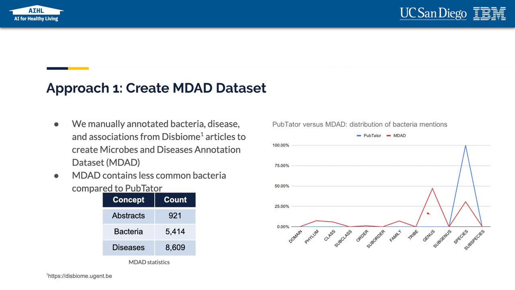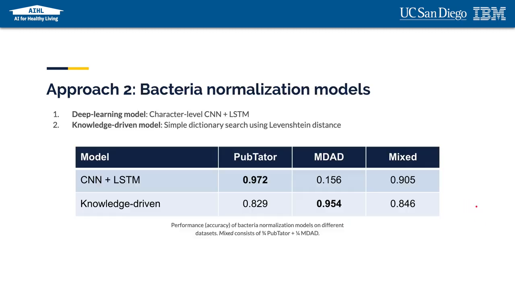The first is to create our own data set called MDAD, where we manually annotate articles from DistBiome. MDAD contains less common bacteria compared with PubTator, and it also contains a more spread out distribution of bacteria ranks.